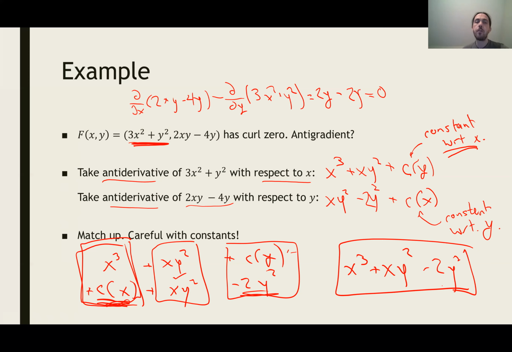We always go through this procedure, whether it's in 2D or maybe in 3D. We take antiderivatives of each component and we try and find a simultaneous answer that tells us about which constants go with which when we go through.